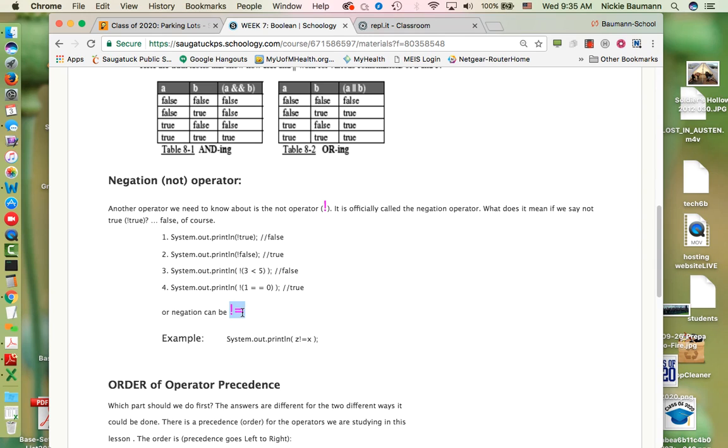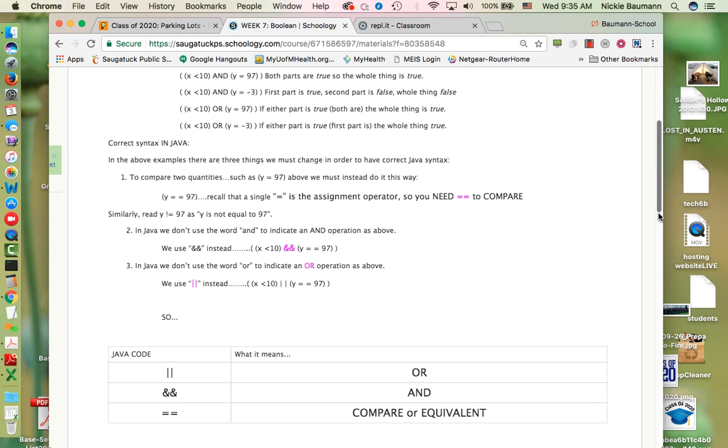We can also use not equals, which means it's not equal. So example, if we did a system output of z is not equal to x, it would print out those values. It would print out some type of value. And we're going to go into that when we do some practices.